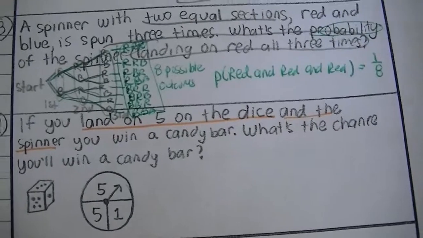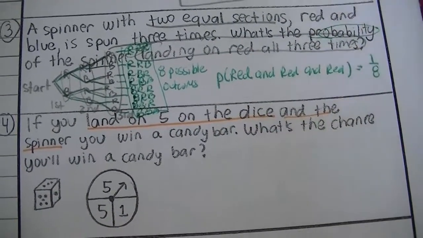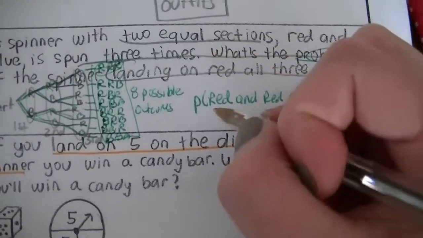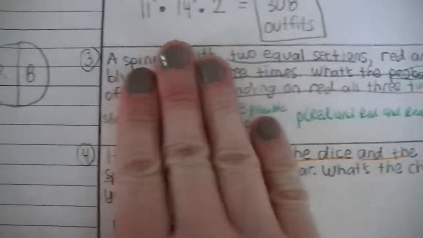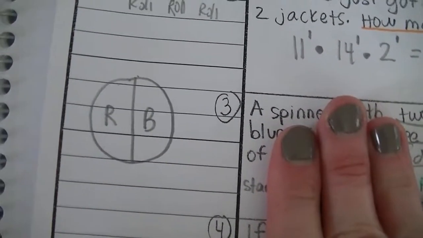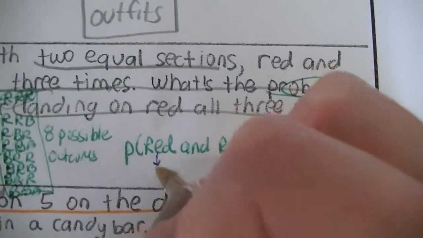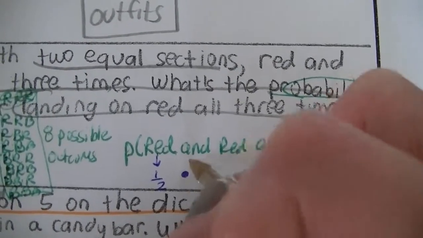Okay, another way to do this instead of doing a counting tree is just remembering what "and" means in probability. Well, what's the probability of landing on red? We ignore this. What was the probability of landing on red? Oh, it was 1 out of 2. And "and" in probability means to multiply.